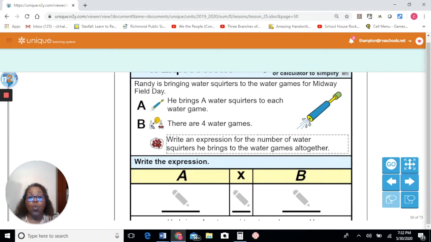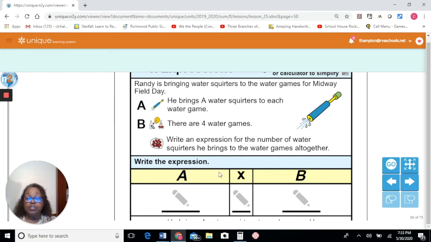Randy is bringing water squirters to the water games for midday field day. So we're breaking the word problem into parts. The first part, A, says he will bring A water squirters to each water game. We don't know what A is yet. They haven't given that information to us. The B part of it says there are 4 water games. Well, we do know what B is. And then write an expression. Remember, the A times the B is the expression. Write an expression for the number of squirters he brings to the water games all together.